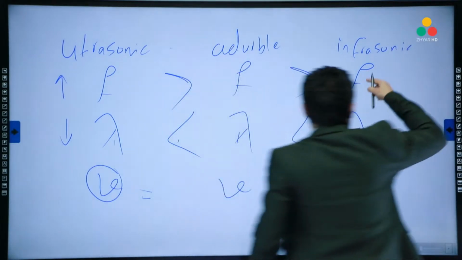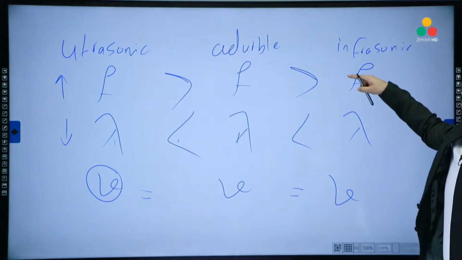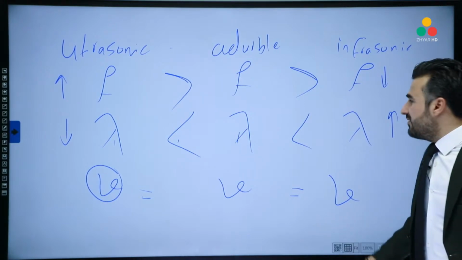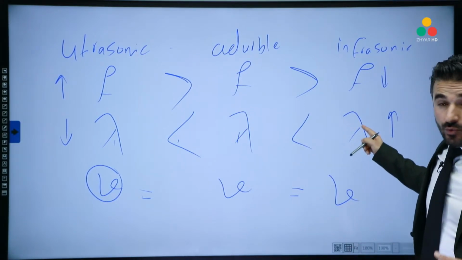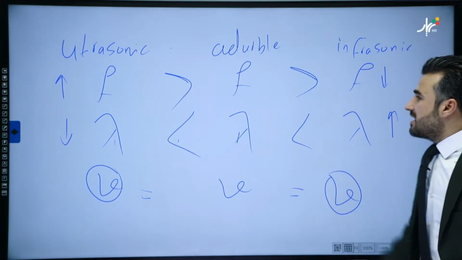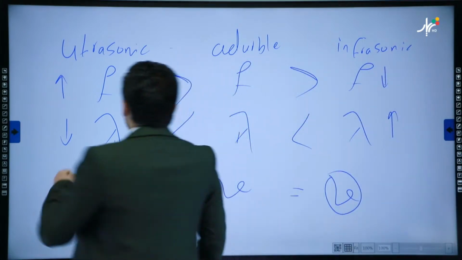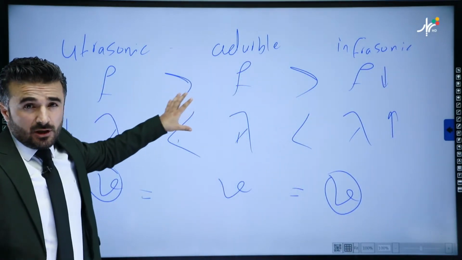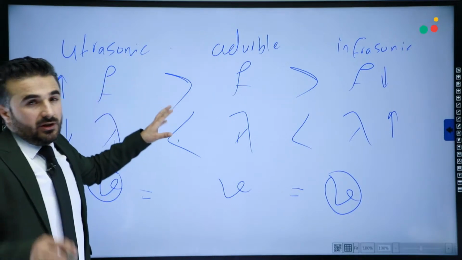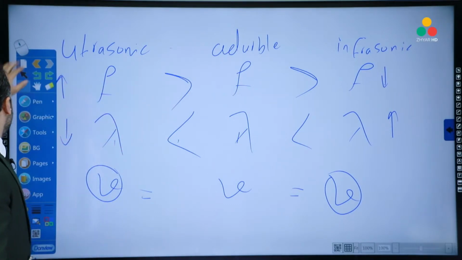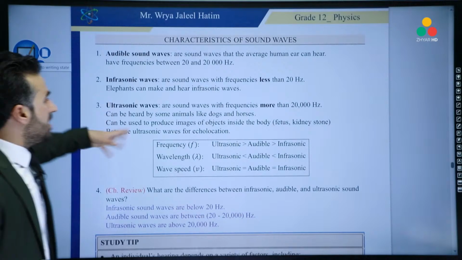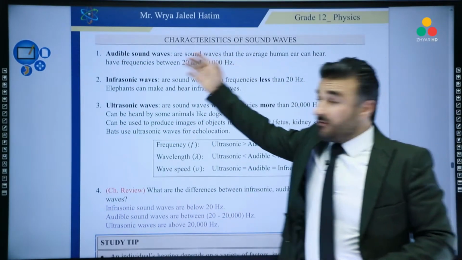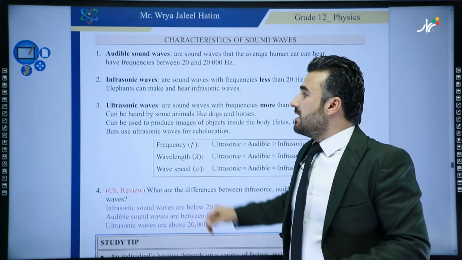What about this one here? This one has the least frequency. If it has the least frequency, then it must have the longest wavelength so that we can have the same speed as well. So remember this. This is how you can remember, just remember the organization here. And then any question related to this, you will be able to answer without a doubt, inshallah. So these are basically what we have for audible sound waves, infrasonic waves, and ultrasonic waves as well.